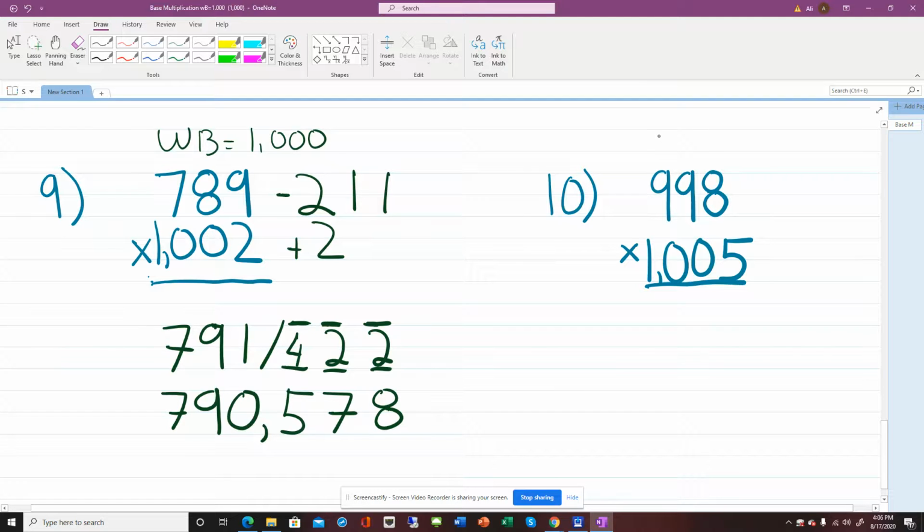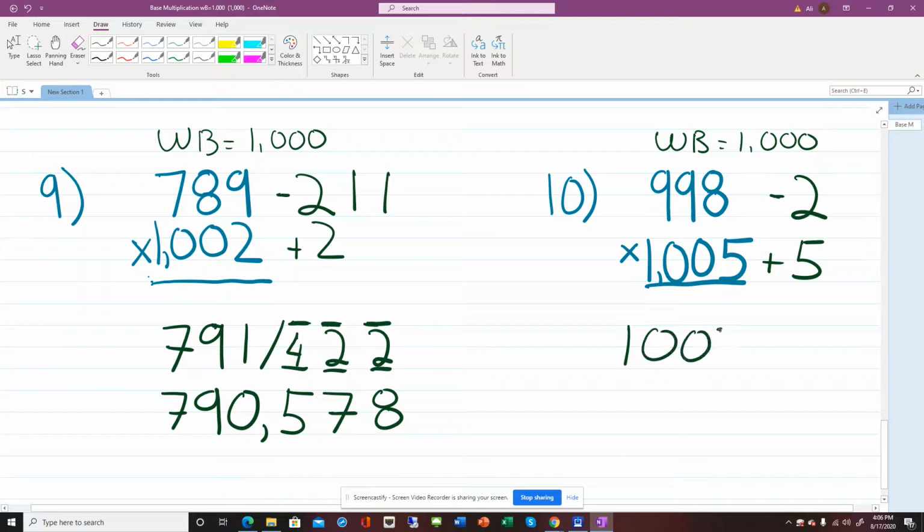Last example, working base is 1,000. Deficiency of 2 from 1,000, surplus of 5 from 1,000. Let's cross subtract this way to get 1,003, 1003, 3 spaces, negative 10. You don't need the bar over the 0, but you can put it there. Fill this in with a 0, down 1,000, up 1,000.